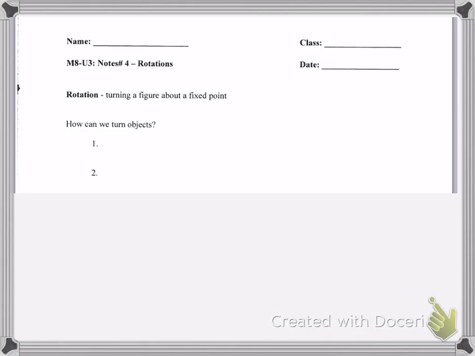We're going to talk about rotations today, which is turning a figure around a fixed point. That's the definition right there. There are two directions that we can turn the objects. We can turn them clockwise, which is in the direction of the clock, and we can turn them counterclockwise, which is in the opposite direction.